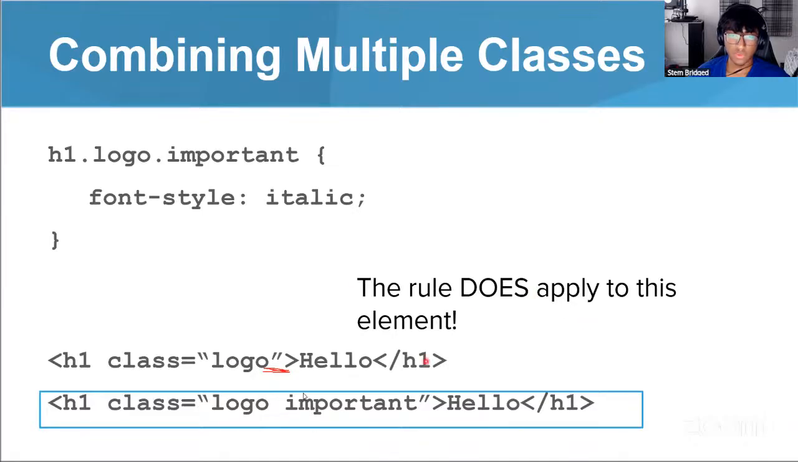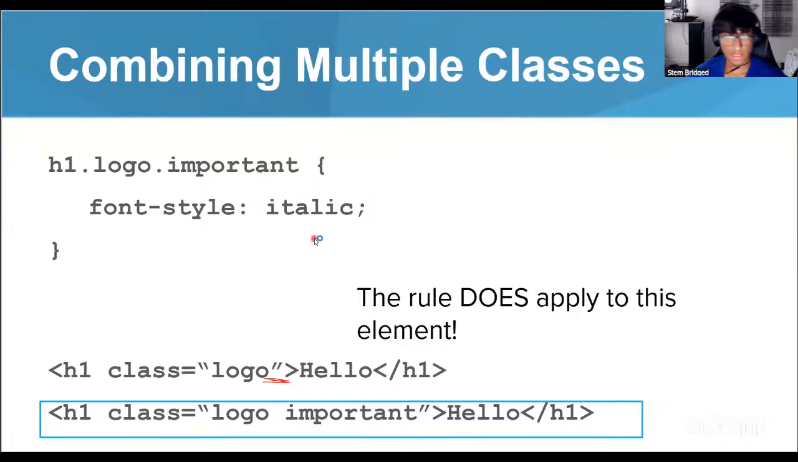The second one is going to apply because look, it has a space in the middle, which is how we differentiate the class names, right? And it has both the class name logo and also the class name important. So it is going to apply to this element, right? And this is only going to apply to headings that have the logo class and also the important class.